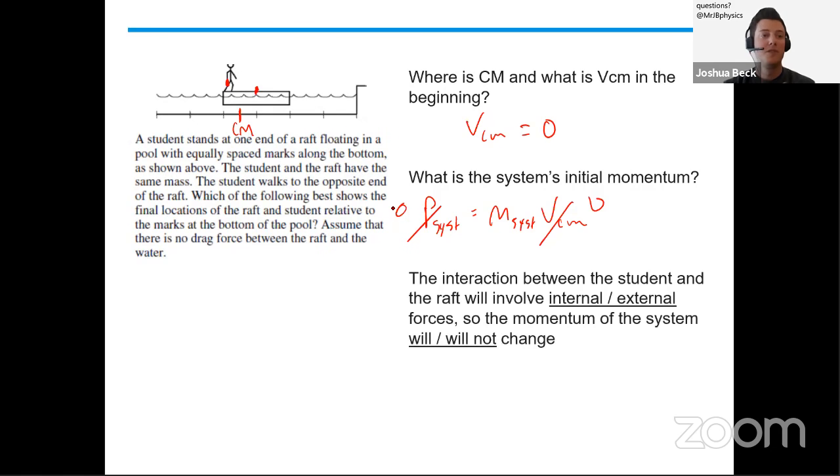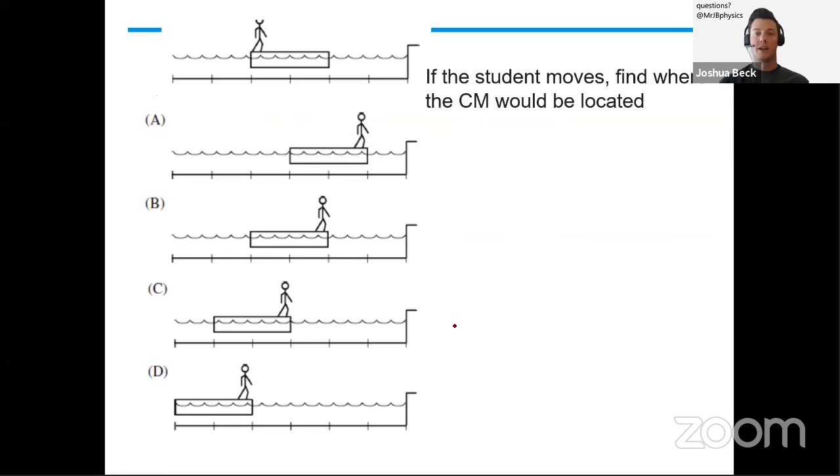Now, will the interaction between the student and the raft involve just internal or external forces? The person's feet up against that raft, these are all internal forces. So any forces between these are going to be internal. It's just between the raft and the person. That's how that person's going to walk forward. So that means that the total momentum will not change. All right, so what does this look like? Let's see if we can get our answer here.